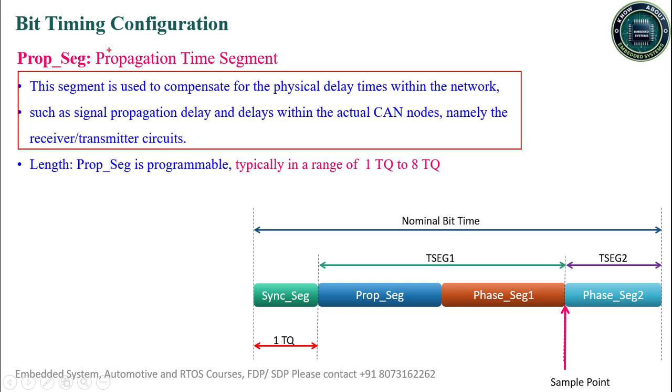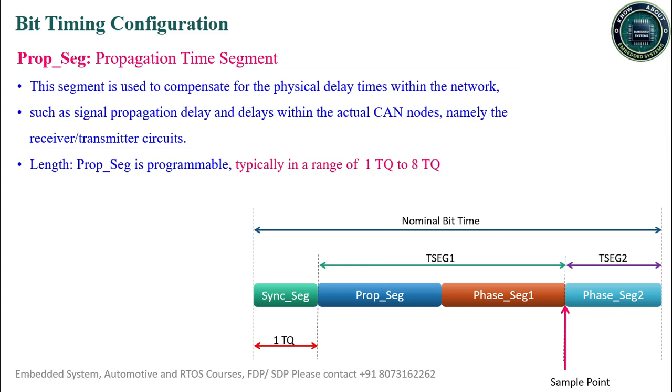Okay, so very straightforward definition: the propagation time segment is used to compensate physical delay which occurs during transmission. And this propagation segment will take a minimum of one time quanta and a maximum of 8 time quanta in compensating physical delay.